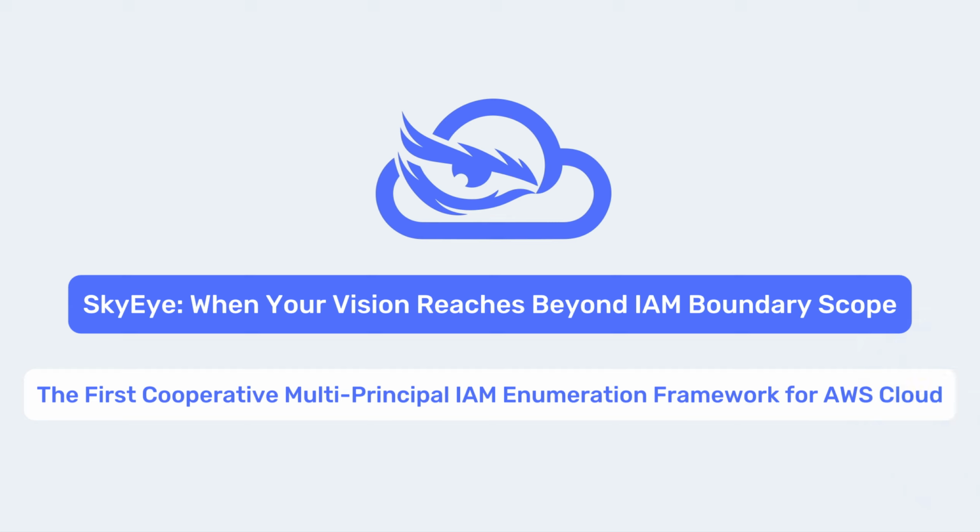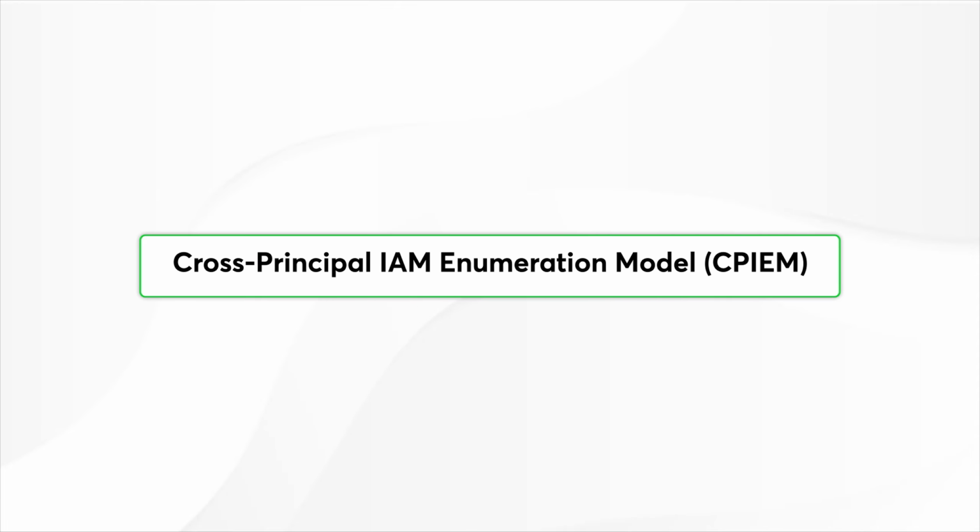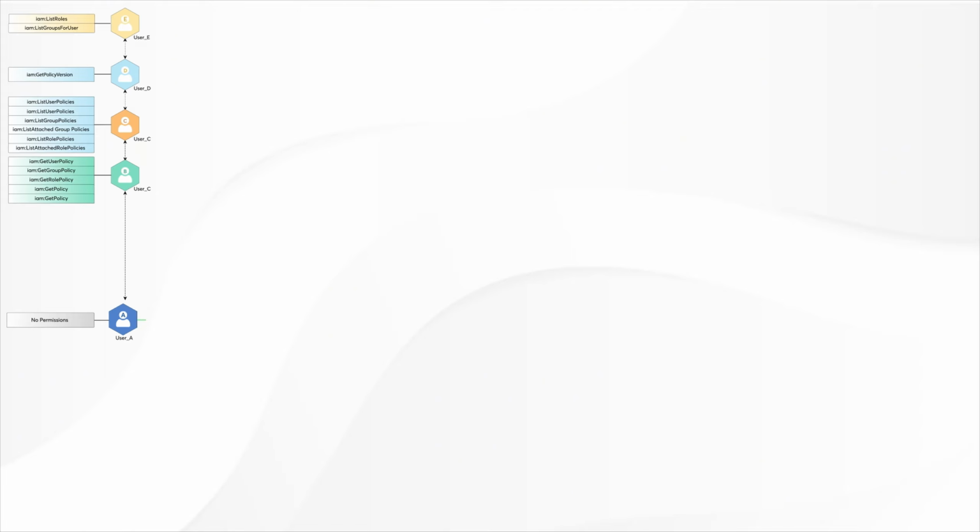Introducing SkyEye, the first cooperative multi-principal IAM enumeration framework. Imagine you're pen testing an AWS environment. You've collected several sets of keys: access key, secret key, session token. Yet every scan you run tells a different, incomplete story.